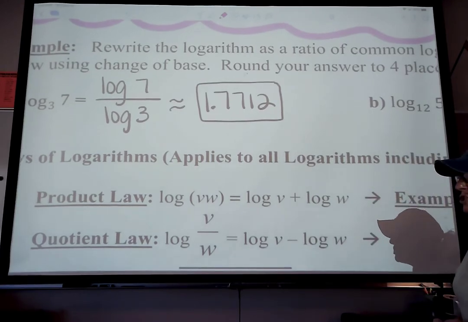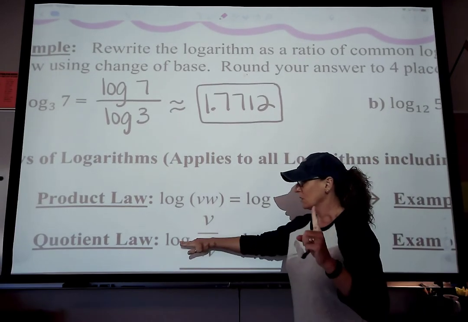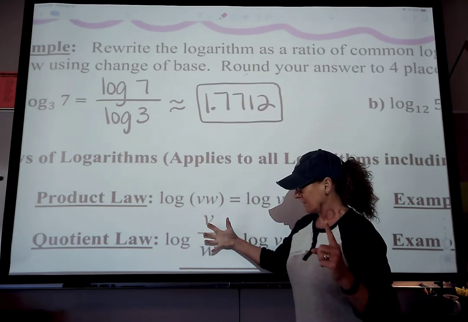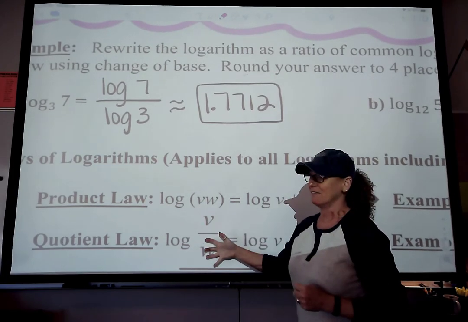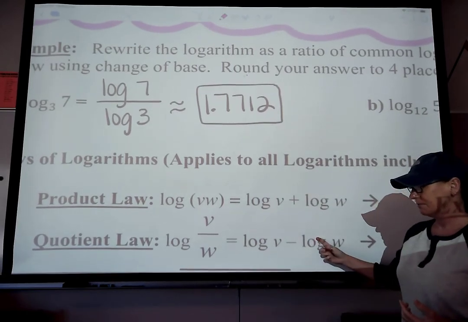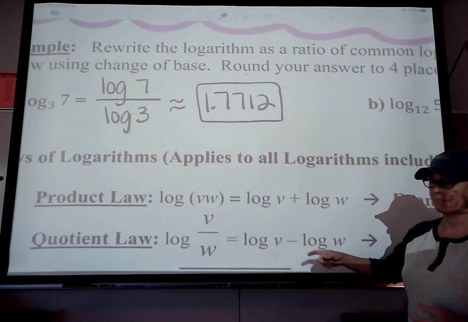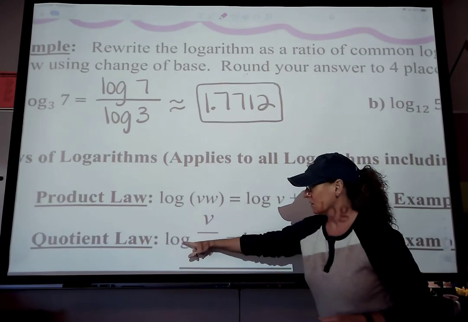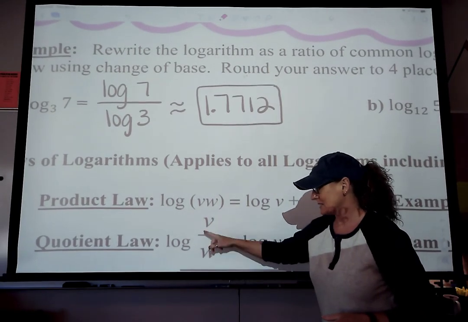All right, quotient expansion. What if you have one logarithm and what you're taking the log of is two things being divided? You can expand this into two logarithms separated by subtraction. So log of this minus log of this.